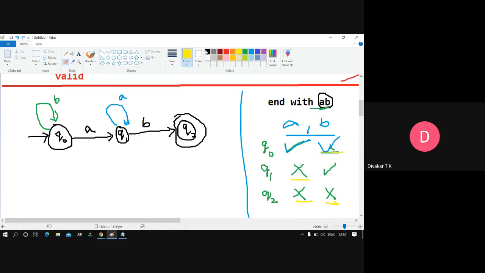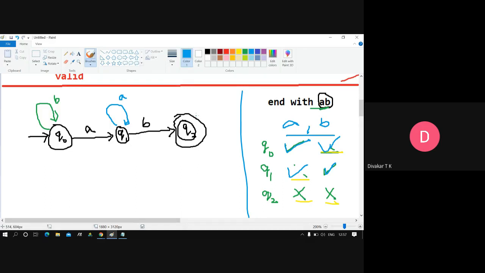Now, last one. See, this is also done now. From Q1, this is also passing. Edge is there, and here also an edge is there. I'm writing this for your understanding. Now from Q2, observe that. Now the problem will start for us. From Q2, there is no outgoing edge for A, and there is no outgoing edge for B.